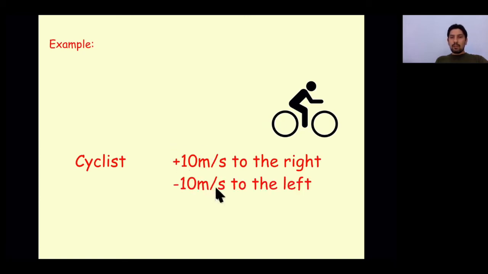And if we want to say velocity to the left is negative, because the bicycle is moving from left to right, velocity to the left is negative. Yeah. So negative 10 meters per second to the left. Another way to talk about the velocity of this cyclist.